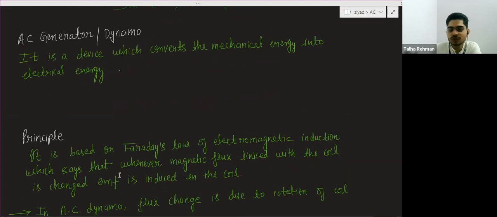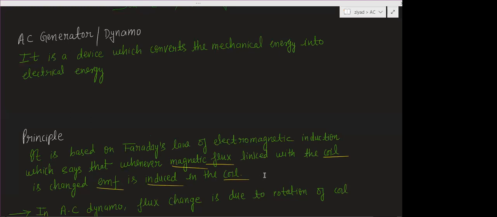So first we should know what is the principle. This is theory. It is based on the Faraday law of electromagnetic induction. We know what is the Faraday law of electromagnetic induction, which says that whenever the magnetic flux linked with the coil is changed, the EMF is induced in the coil. Whenever there is a change in magnetic flux linked with a coil, induced EMF is induced in that coil. This is the Faraday law.